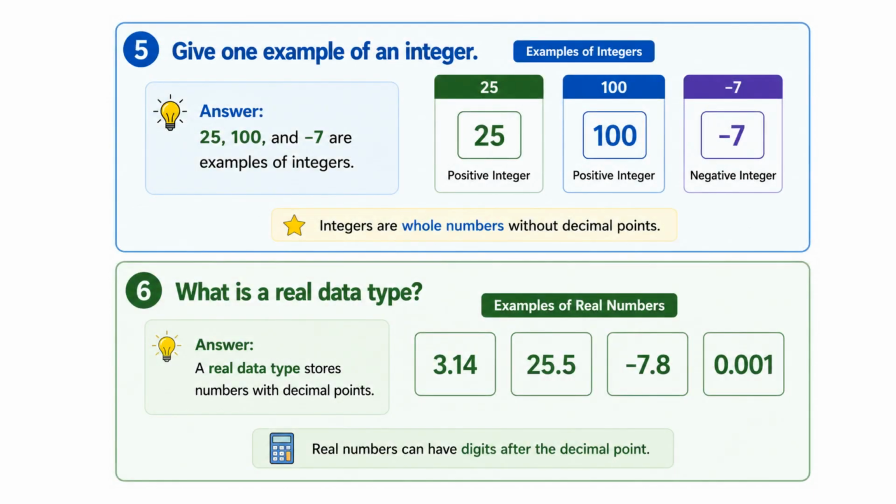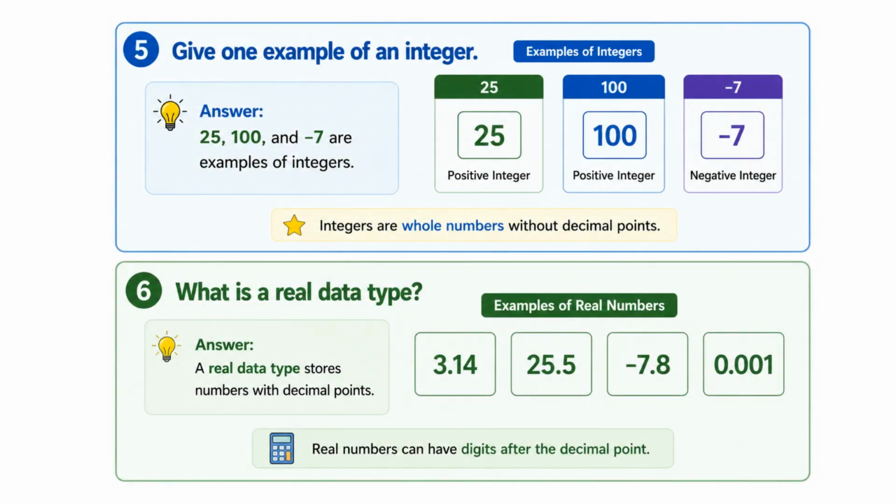Integers are whole numbers without decimal points. Examples of integers include 25, 100, and -7. The numbers 25 and 100 are positive integers because they are greater than 0. -7 is a negative integer because it is less than 0. Integers are commonly used in programs for counting, scoring, and storing numerical information. Remember, integers never contain decimal points.